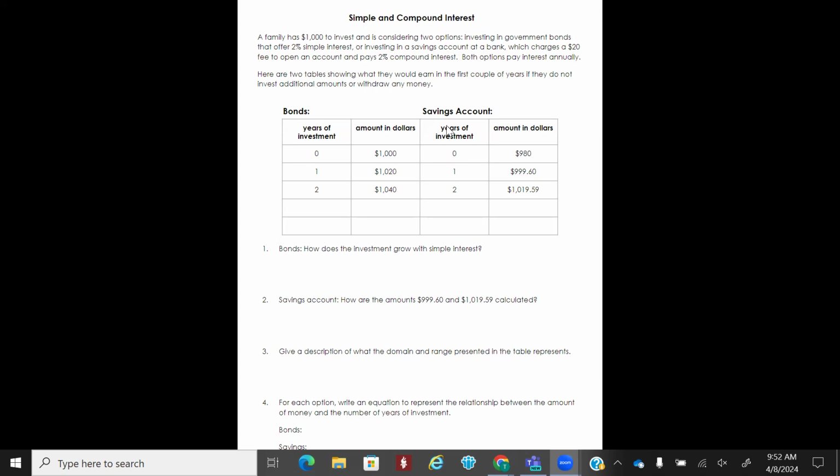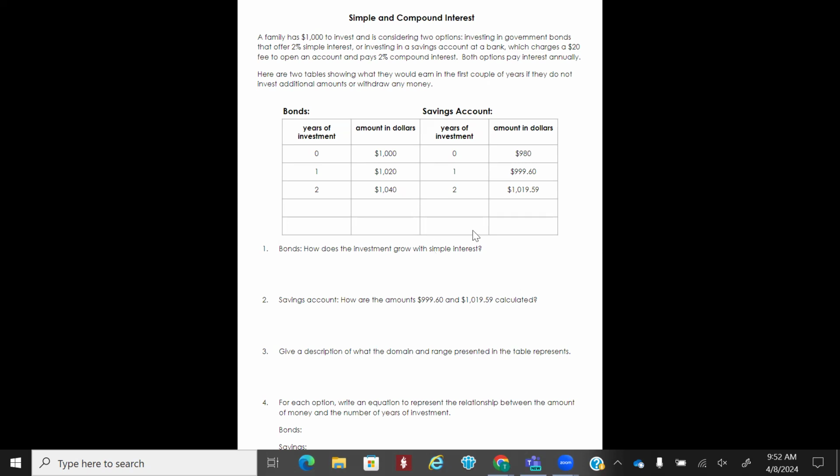It's fine. Okay, so a family has $1,000 to invest, and it's considering 2 options: investing in government bonds that offers 2% simple interest, or investing in a savings account at a bank, which charges $20 to open and 2% compound interest. Both options pay interest annually. Here are the 2 tables showing what they could earn in the first couple of years if they do not invest any additional amounts or withdraw any money.